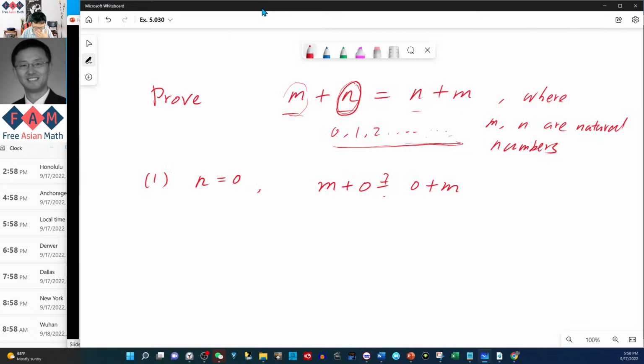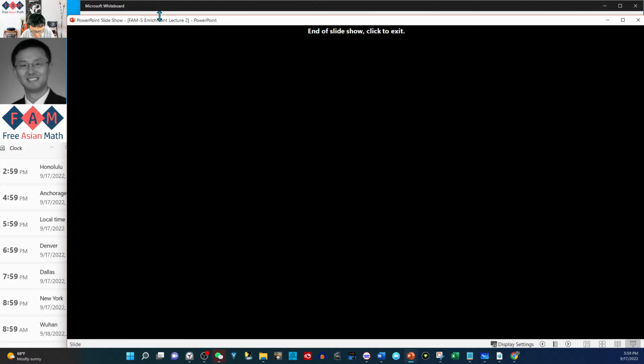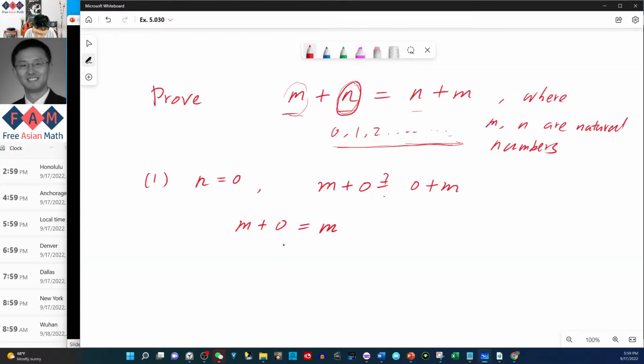what is our m plus 0? m plus 0 equals m. That's by definition. If you don't remember this, this is by definition. m plus 0 is performing no plus 1, so that must be m itself. So we essentially define m plus 0 equals m. But is that also 0 plus m? Is this true? Well, we have to go to the definition again. What is 0 plus m?